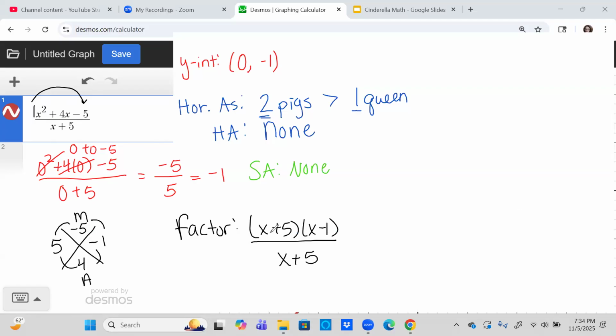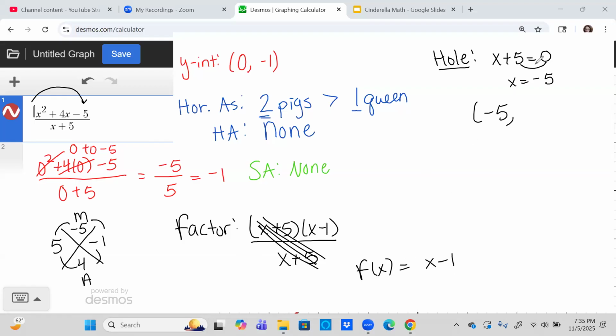Does anything cancel? Yes, the x plus 5 knocks out. That will give us a hole. So when you factor and something cancels, that will lead to a hole in the graph. How do you find the hole? You take what cancels and you set it to 0. So we're doing x plus 5 equals 0. Move this over, x equals negative 5. That is the x of the hole. And now to get the y value of the hole, plug that back into the scratched out version of the function. So our new function is now just x minus 1. Plug in negative 5. Negative 5 minus 1 is negative 6. That is the y value of the hole.